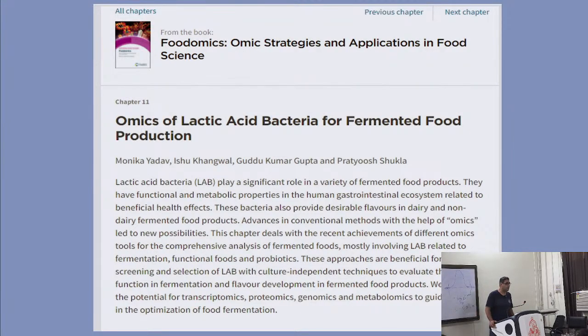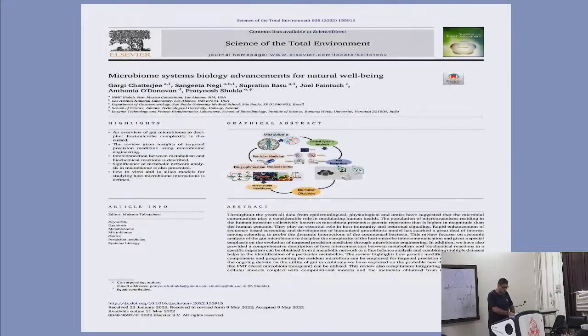So lactic acid bacteria based omics, and the day before, somebody was asking about screening and selection of culture independent methods. So the foodomics tools can be useful for bacteria which cannot be cultured, the unculturable ones. So this is also good.